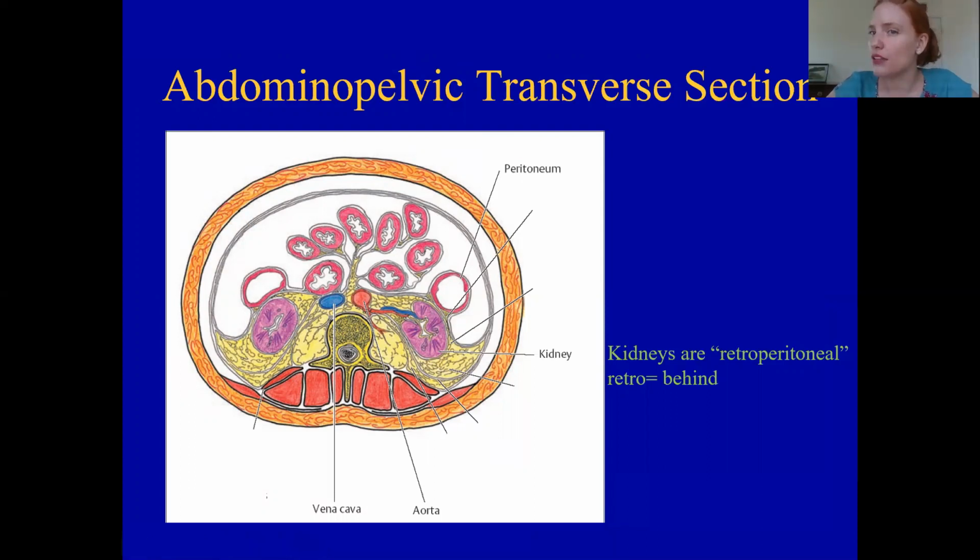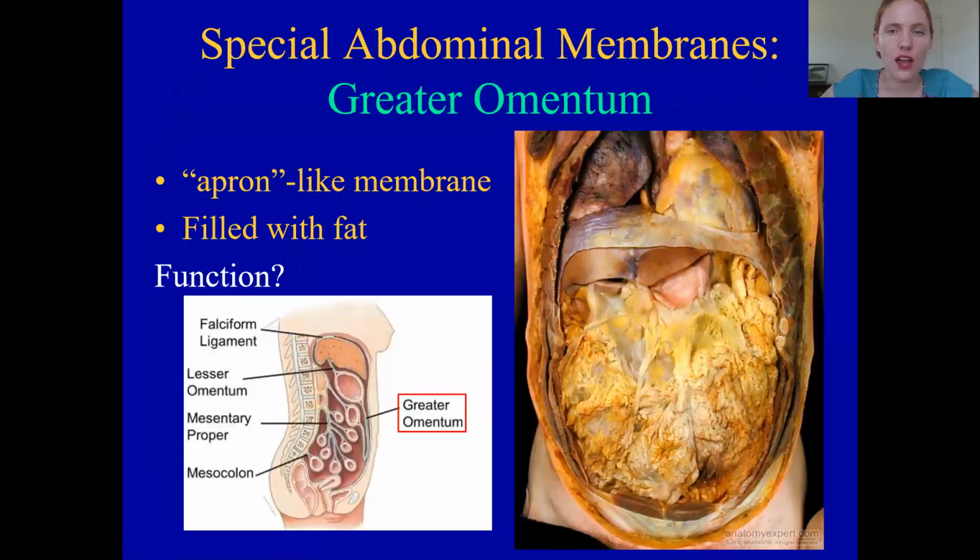retroperitoneal. Retro means behind, and so all we really mean is that the kidneys are not going to be included in that cavity. The kidneys are behind it because they're going to be underneath the parietal peritoneum. So there is the parietal peritoneum, kidneys underneath, not inside of this area here. They are retroperitoneal. Now we're going on to some specialized membranes.